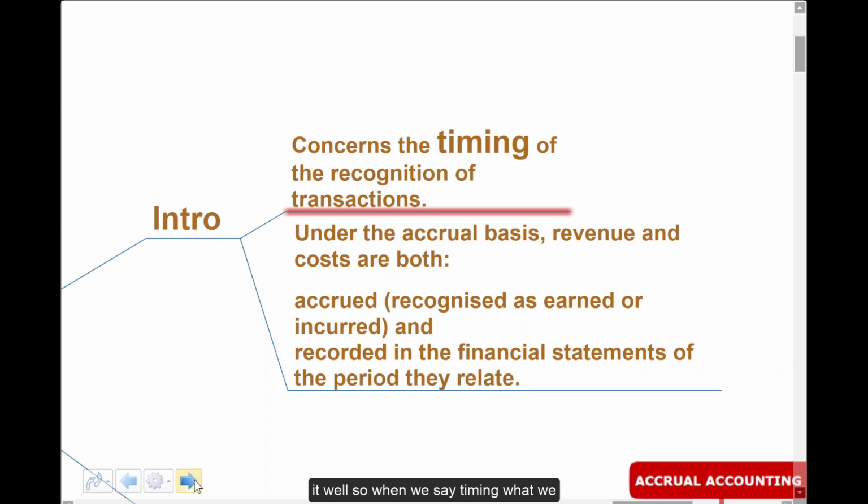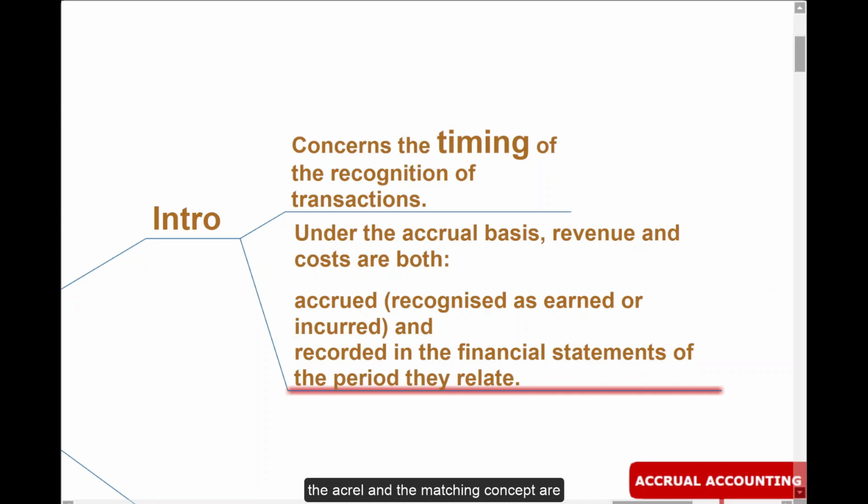When we say timing, what we mean is that under the accruals basis, revenue and costs are both accrued or recognized as earned or incurred and recorded in the financial statements in the period that they relate. So rather than recording them in another period, we must be able to match revenues and costs to the right period. In essence, that's what the accrual and the matching concept are all about.